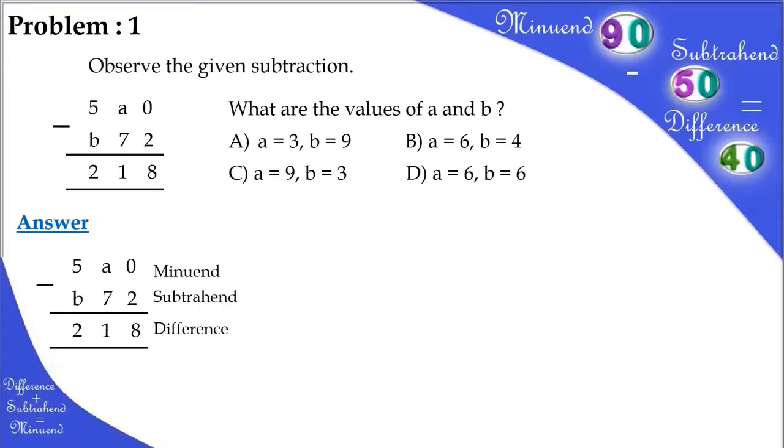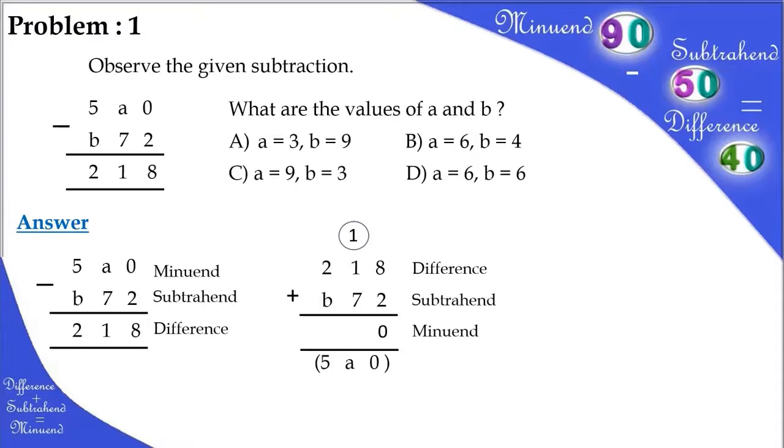In order to find A in minuend, we have to add subtrahend and difference. 8 plus 2 is 10. 2 plus 7 is 9. Here they have given 5. So we will put 5. So from here we know that A is equal to 9.